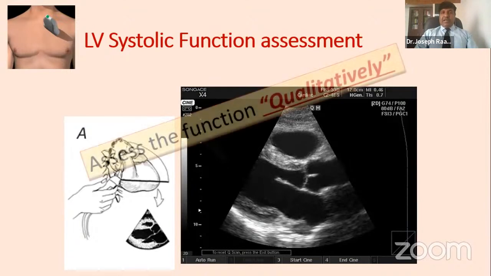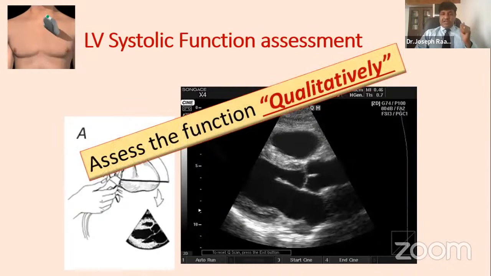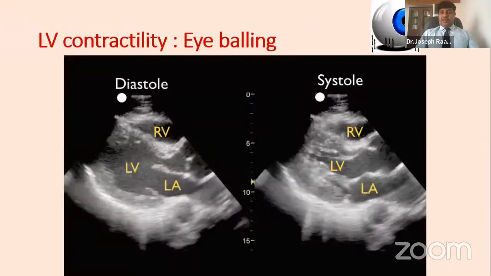So how are we going to analyze the LV function qualitatively? Especially at the bedside, when you are practicing bedside echocardiogram, you need to follow what is called the eyeballing technique. Many studies have clearly proven that this eyeballing technique is as good as the interpretation done by the cardiologist as far as the ejection fraction is concerned.